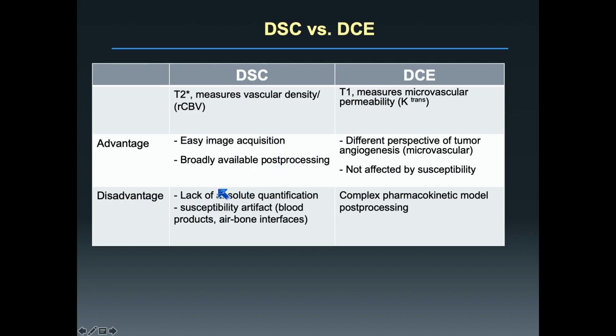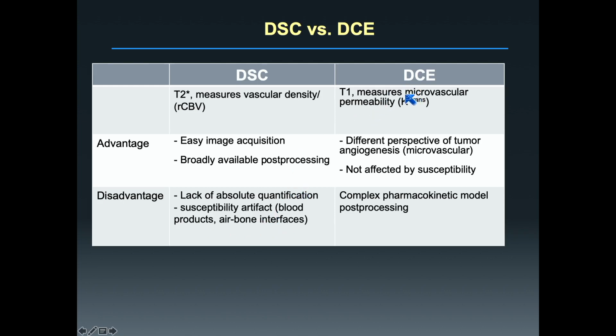The disadvantage is lack of absolute quantification. As you notice, we're talking about relative cerebral blood volume, so you always use the contralateral side to normalize the values. It is prone to susceptibility artifact. It is a T2 star-weighted technique, therefore it can be affected if you have blood products, for example, in your surgical bed, or if you're close to the air-bone interfaces, it can cause artifact and distortion.